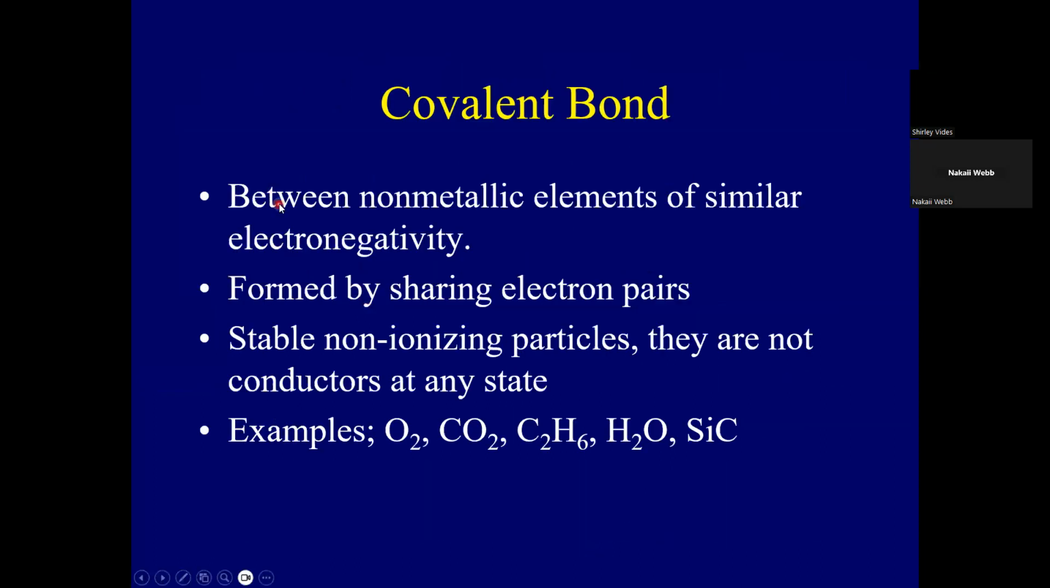So this is what happens. Two nonmetals get together. They have similar electronegativity because they're both on the same side of the periodic table, which is the shorter end, which is the right side, right? They are formed by sharing electron pairs. And yes, electrons are usually in pairs. So whenever we put electrons into something, we make pairs.